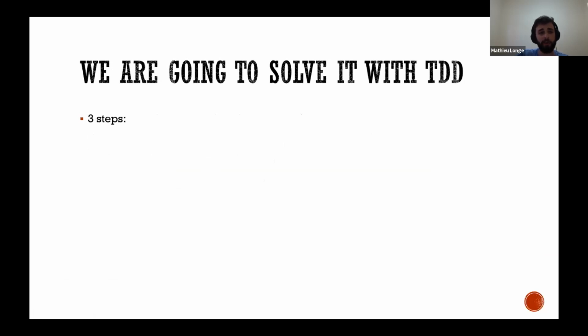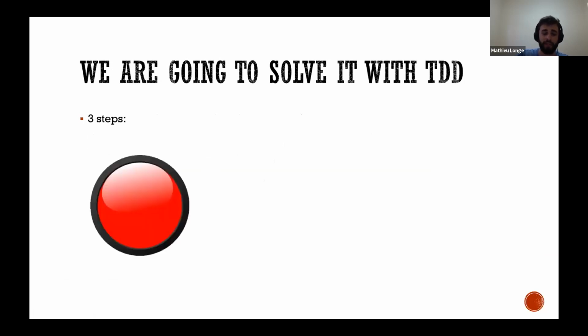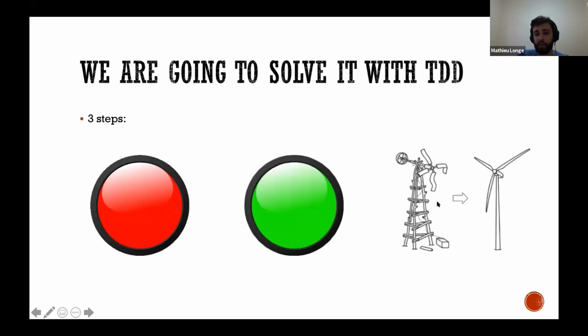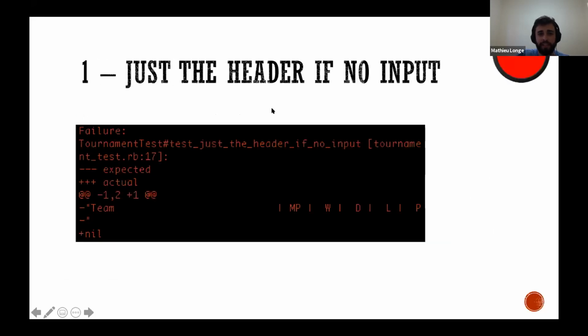As a quick reminder, TDD follows 3 steps. You write a test, you run it, and it's red because you didn't write any code, of course. Then you try to make it pass as quickly as possible. This is the second step. And finally, you refactor following the SOLID principles and to make your code DRY. So, first test.